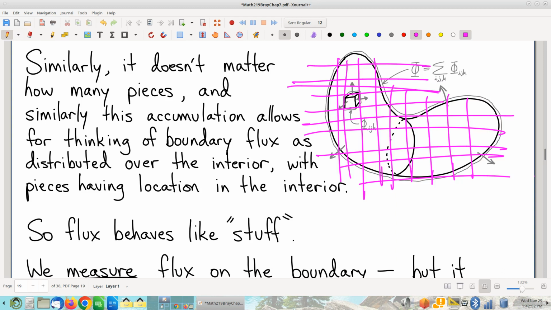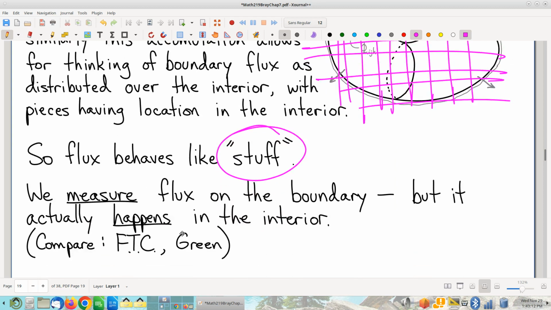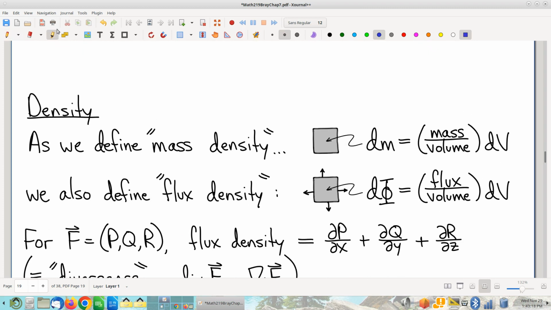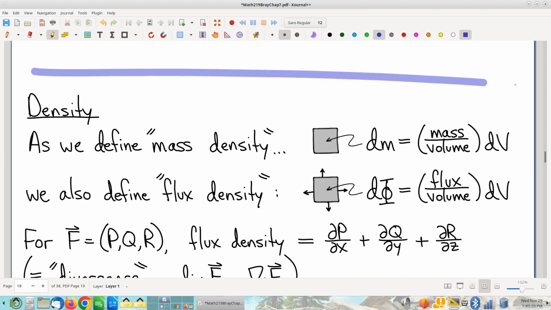When your quantity has location, you can think of it as behaving kind of like mass, because that's how mass behaves. I like to use the word stuff because it vaguely suggests something like mass, even though it's non-specific. I think it's convenient. Once you have that it's a stuff, then you can talk about its density. This is where we left off last time, and so we pick up now at our usual pace.